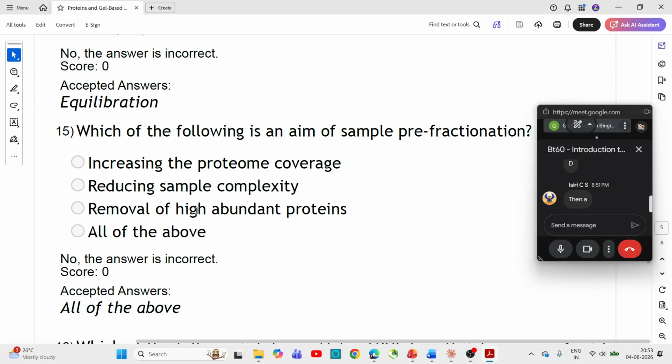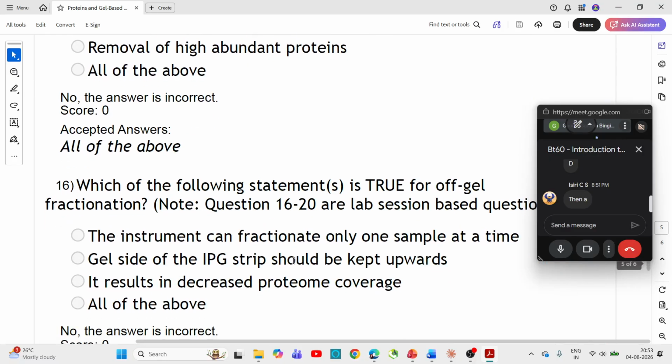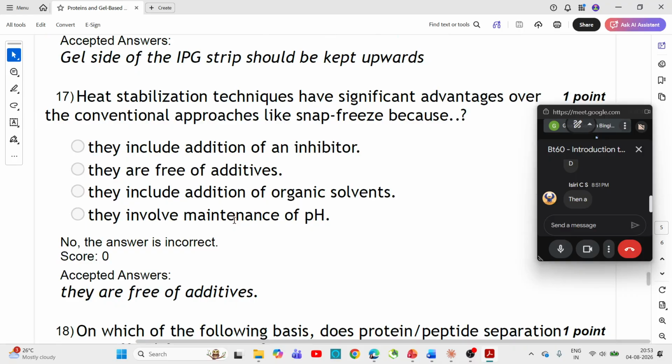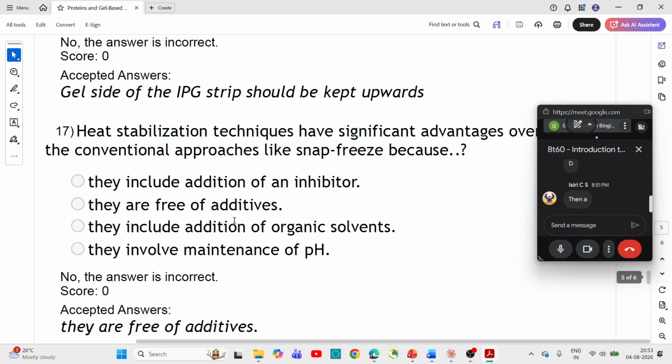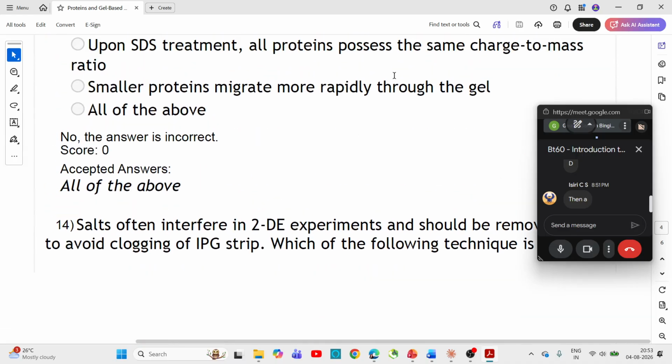You need to remove high abundant proteins so that the smaller ones are visible, which reduces the complexity, and it also increases the protein coverage. It's one and the same thing, but written in multiple ways. Okay, this is about lab-based work, so we'll skip that. We have not dealt with it. Okay, so these were a few questions.